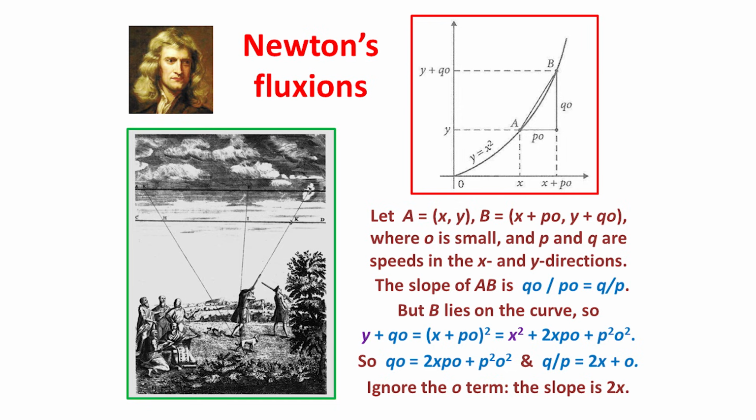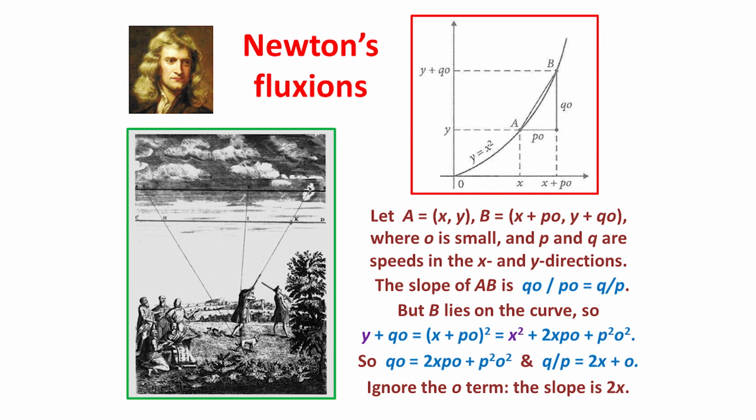Here, for the curve y equals x squared, he would find the slope, or instantaneous speed, at any point A with coordinates x, y by taking a nearby point B with coordinates x plus PO, y plus QO. Here O, like h earlier, is small, and P and Q indicate speeds in the x direction and y direction. So the slope of the line AB is QO over PO, which is Q over P.